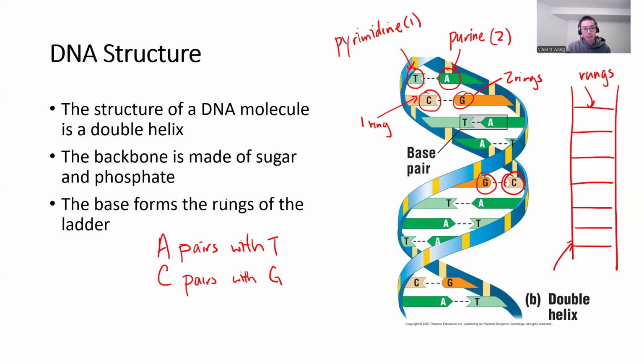Okay? It's always a purine paired with a pyrimidine. It's always one ring plus two rings and therefore three rings across. Are we together?